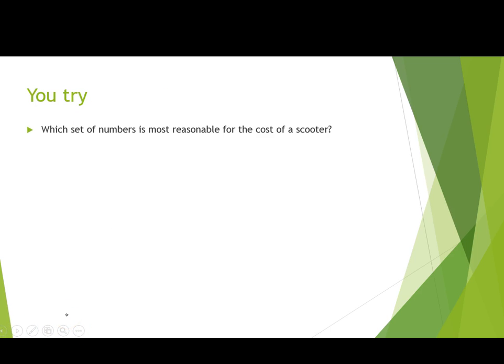Okay, so you try this one. Try to figure out which set of numbers, and we're just talking about a single one, is most reasonable for the cost of a scooter. Is it A, irrational, B, whole, C, integer, or D, rational? Go ahead and pause that now and think about it, and then unpause when you're ready. Okay, the answer is D, rational.